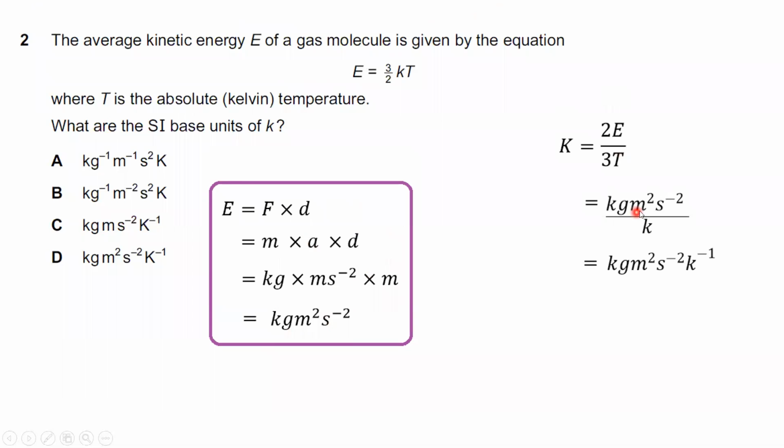So kg meter square s to the power minus 2 for the energy, divided by Kelvin. Simplifying, we get kg m square s to the power minus 2. Kelvin from the denominator taken to the power, it becomes K to the power minus 1. As you can see, this answer is in option D. So the answer is D.